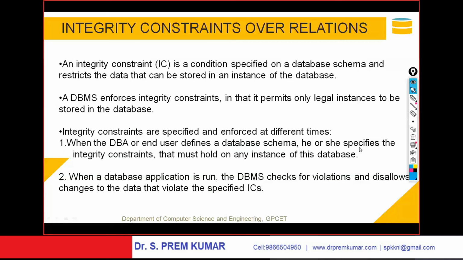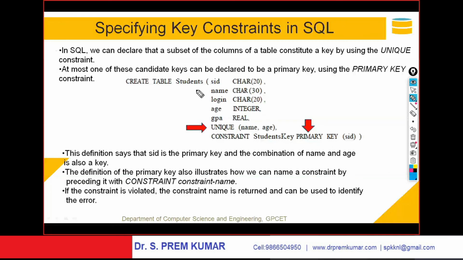You observe this example. I'm creating a table: create table students. Student ID, student name, login, age, GPA. You observe this carefully, all of you. Unique, name, age. It implies that name and age combined should be unique in nature.